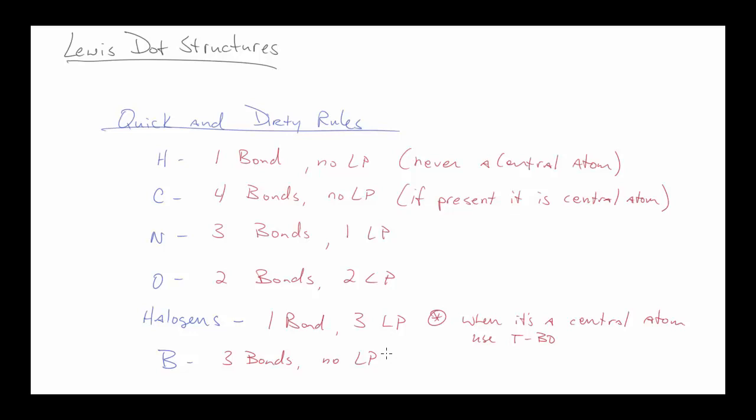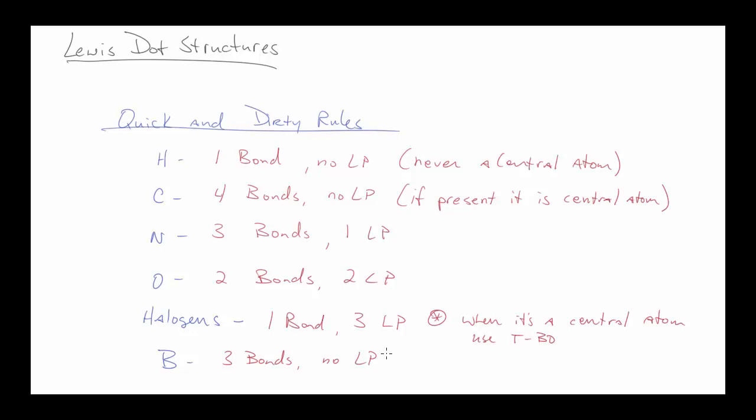Nitrogen is going to have 3 bonds and a single lone pair. Oxygen, 2 bonds and 2 lone pairs. Halogens, this is fluorine, chlorine, iodine, that group 7A, will always have 1 bond and 3 lone pairs. Now, this does have an exception, because when it's a central atom, you actually have to use TiBo to draw the structure, because it's not going to follow that particular rule. And then boron, our very last one, as a central atom, will have 3 bonds and no lone pairs. I always use the phrase, it's pretty crude, but boron's a moron. It's too stupid to have an octet. So as a central atom, boron will not have an octet.